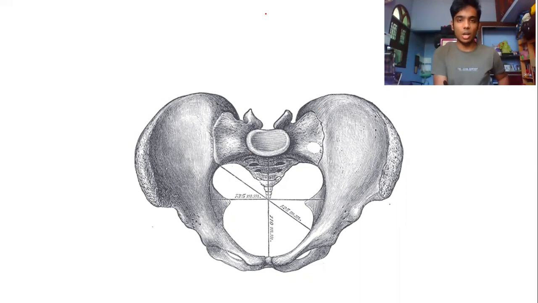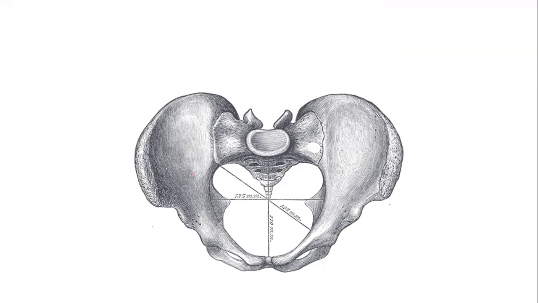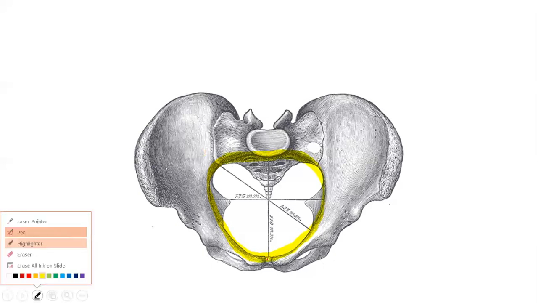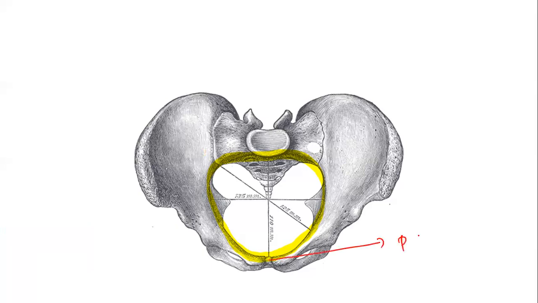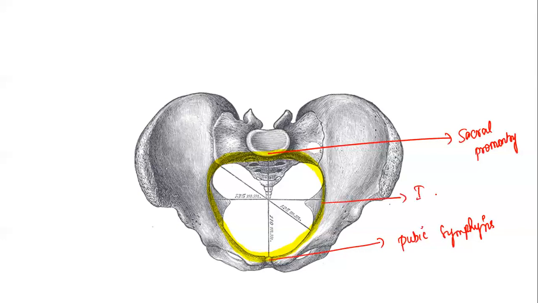The pelvic inlet would have already been covered. This is the pelvic inlet; let me use a highlighter. This region is my pelvic inlet. Very good. What is the anterior boundary? Anteriorly, it is bounded by the pubic symphysis. Posteriorly, I have the sacral promontory. And on the lateral sides, I have the iliopectineal line.